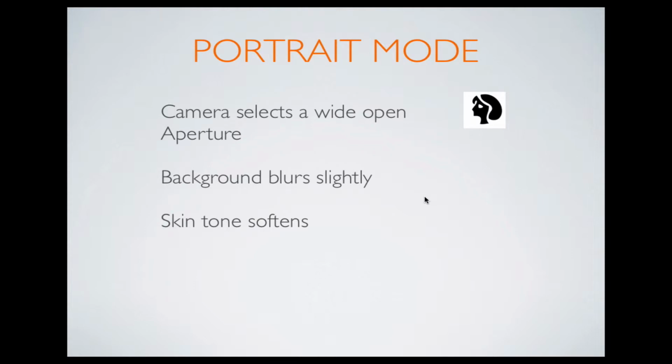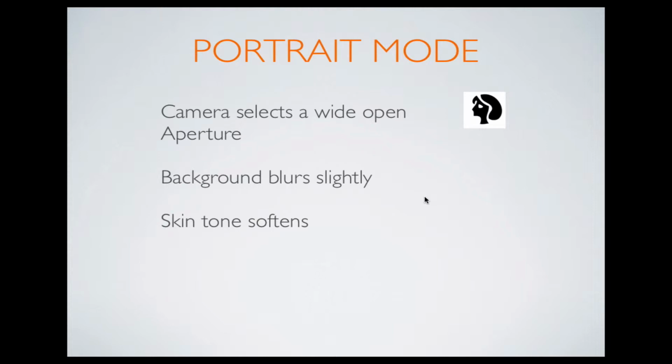Now, something that a lot of people don't realize that these modes do is that they also put what's called a digital filter over your images, and so that helps to create a little bit of a look and feel to the image that you might not just get when you're shooting in the green auto.